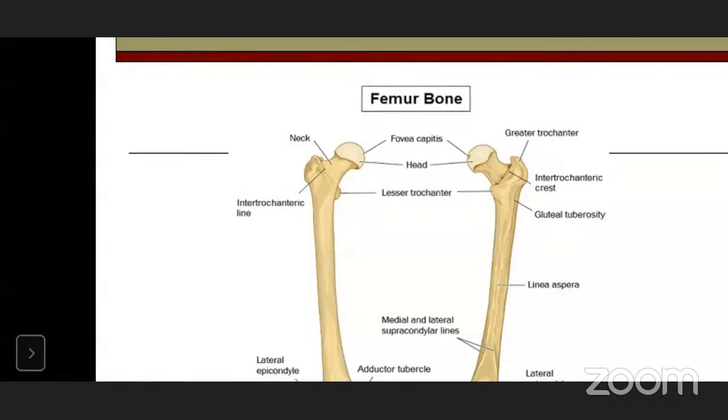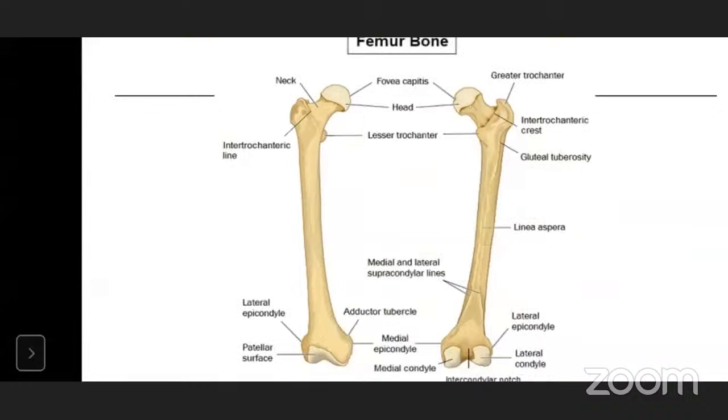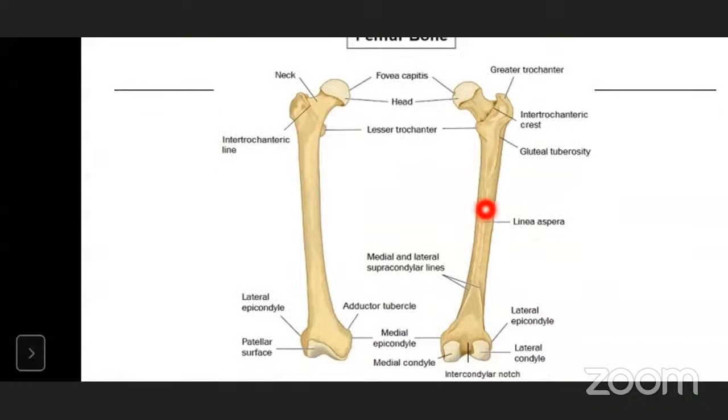On the posterior border, you can see the intertrochanteric crest between the greater trochanter and the lesser trochanter. Anteriorly there is the intertrochanteric line, which should be highlighted. In the posterior border it is called the linea aspera. The lateral lip of the linea aspera is continuous with the gluteal tuberosity, and the medial lip is continuous with the spiral line.